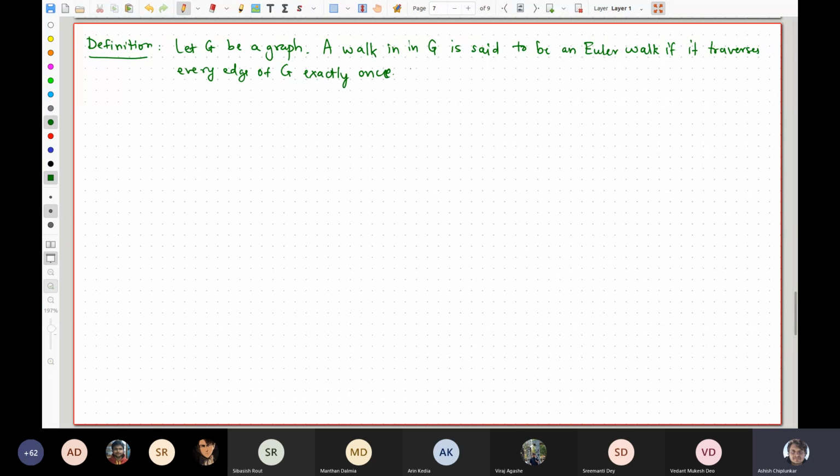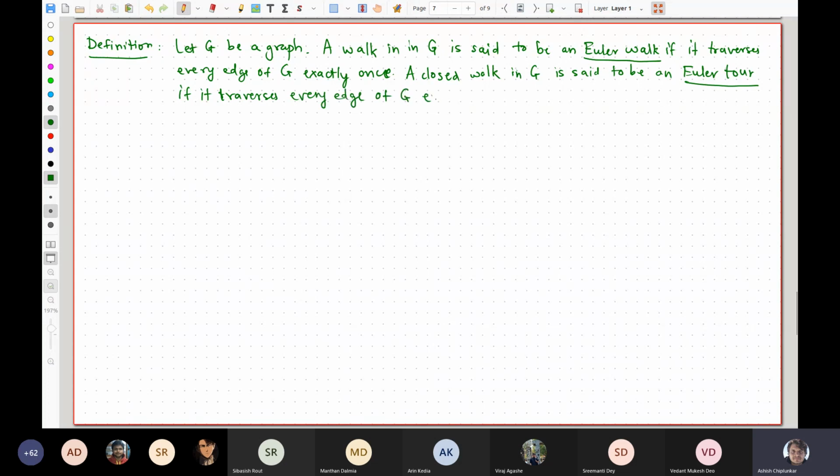And similarly, a closed walk in G is said to be an Euler tour. Again, the condition is the same: if it traverses every edge of G exactly once.